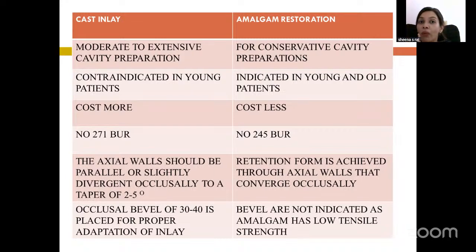But there is only one bevel that I've already discussed in the last class. It is the gingival bevel. We can give it with the GMT, etc. So gingival bevel is present in amalgam, but it is not actually indicated like the occlusal bevel. The other bevels which are seen in cast inlays are not seen in amalgam. But in cast inlay, there is an occlusal bevel of 30 to 40 degrees. Please keep in mind 30 to 40 degrees.